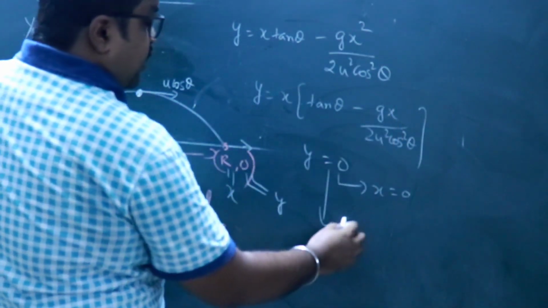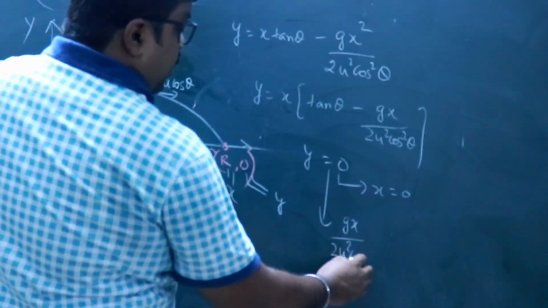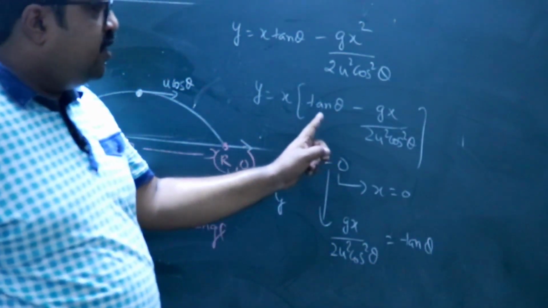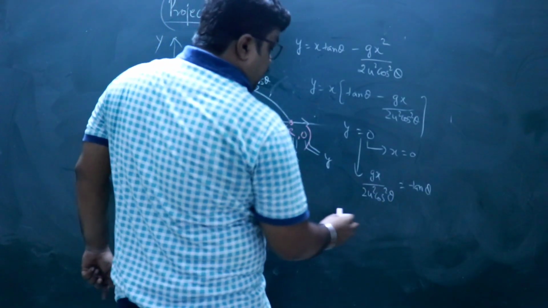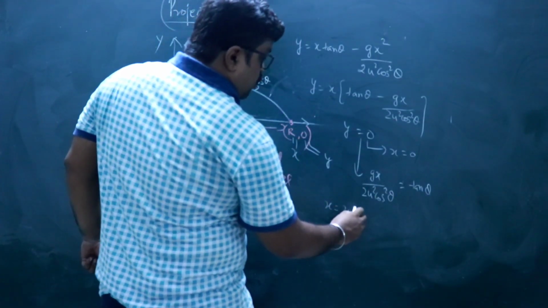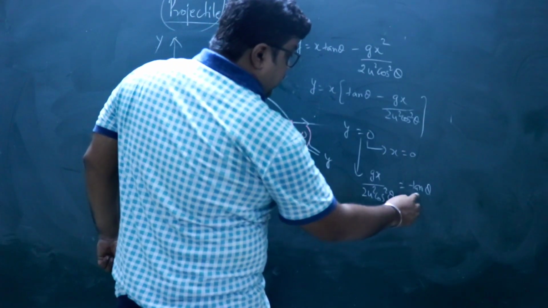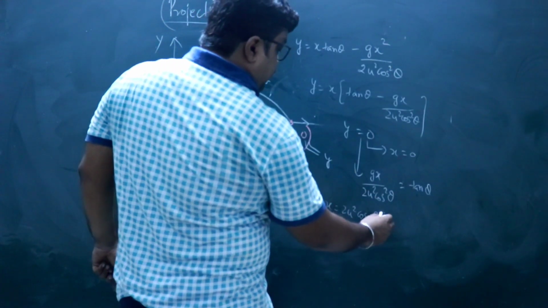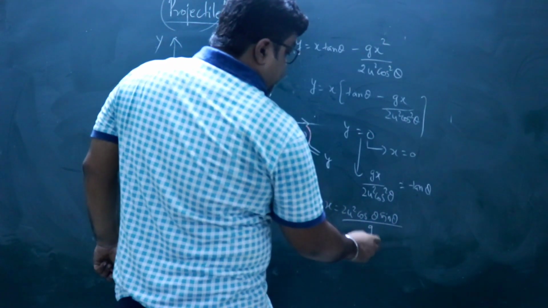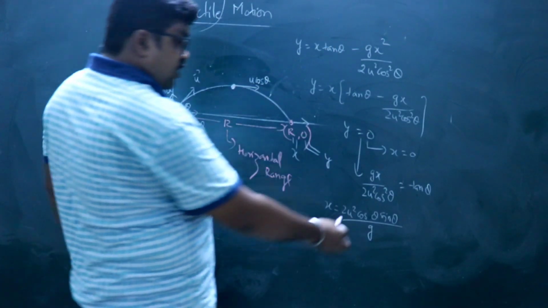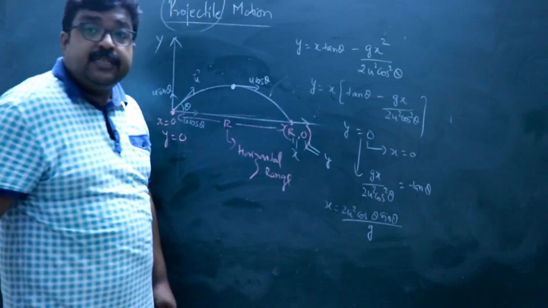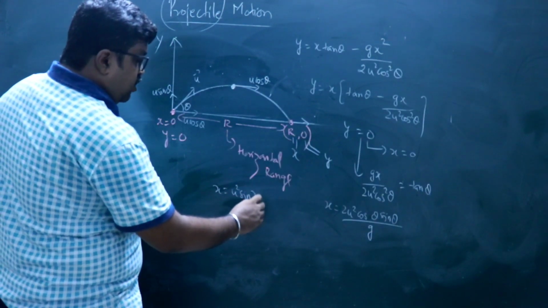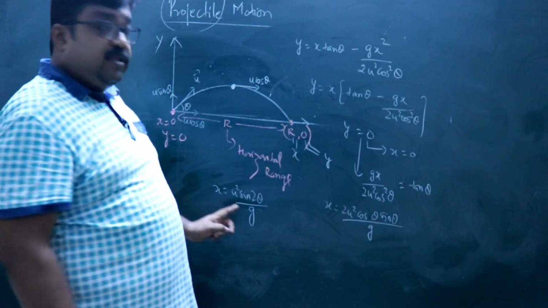If this quantity is 0, I can write gx by 2u square cos square theta is equal to tan theta. That means this is equal to this. So from this I can write x is equal to 2u square cos square theta times tan theta by g. Tan theta is sin theta by cos theta, so one cos theta term gets cancelled. So this is cos theta sin theta by g. Now this is 2 cos theta sin theta, so that is equal to sin 2 theta. So we have x is equal to u square sin 2 theta by g. So this is the value of x.